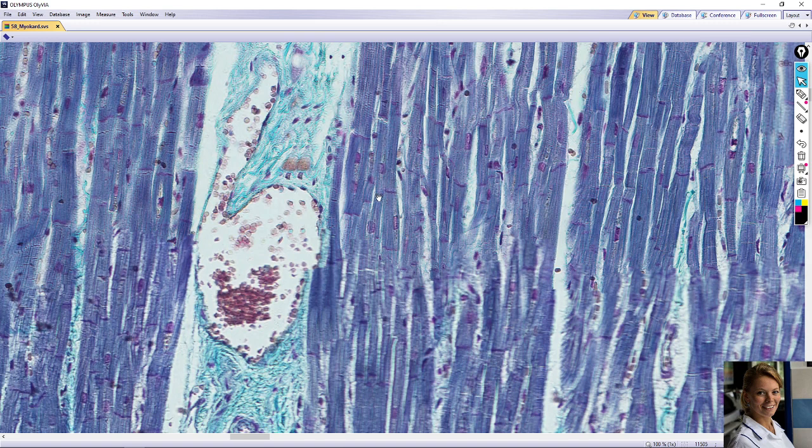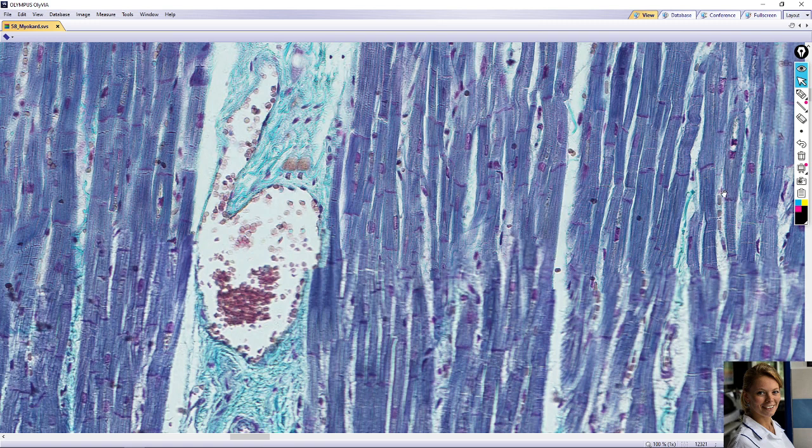So here this steps-like structure is an intercalated disc, and here also it's nicely visible.